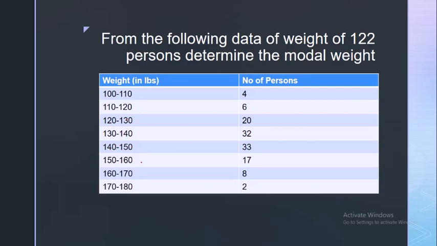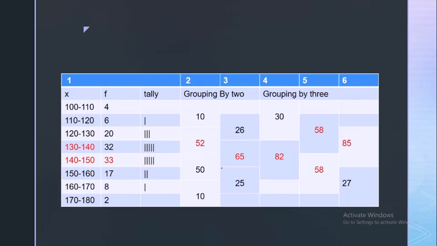Now here you are given the weights of certain people, and some classes are given over here, starting from 100 to 110 up to 170 to 180, and the corresponding frequencies are also given. By the inspection method, I think this is the maximum number of people. The maximum number of people have a weight around 140 to 150. So by the inspection method, this is the modal class. Now let's try out our group table method. Now this is the group table method.